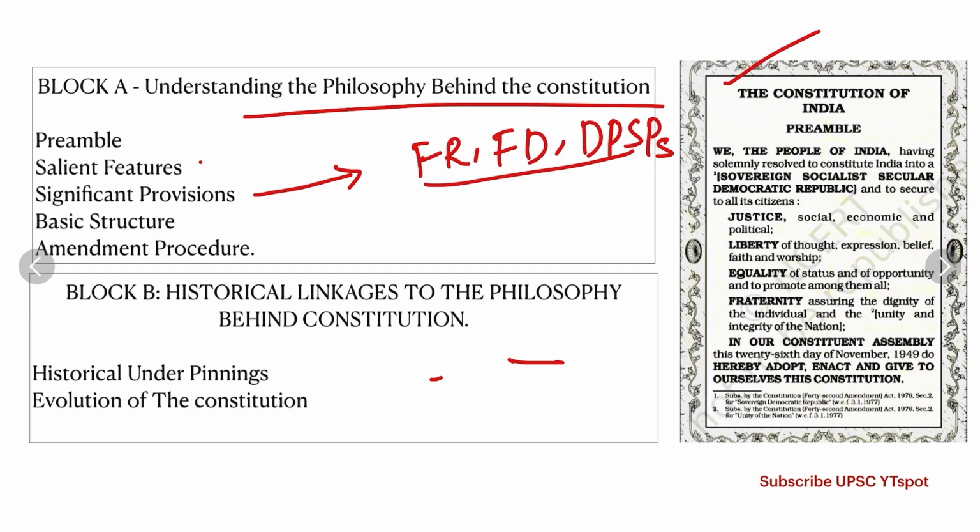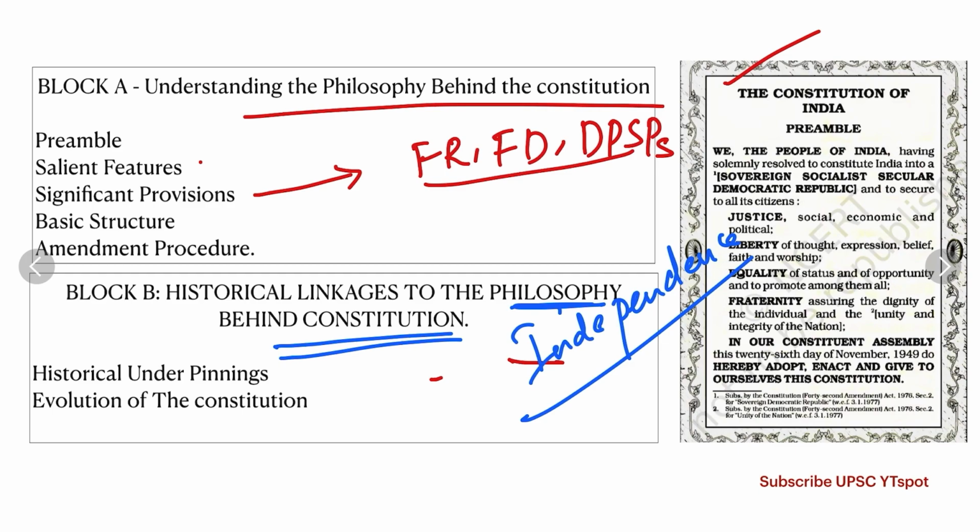Once we have understood the philosophy behind the constitution, we study the historical linkages to that philosophy. The Indian constitution is an amalgamation of experiences gained throughout the independence struggle. This connection of the current provisions of the constitution with the lessons learned during the independence struggle is understood in the historical underpinnings and evolution of the constitution. This constitutes the second block.